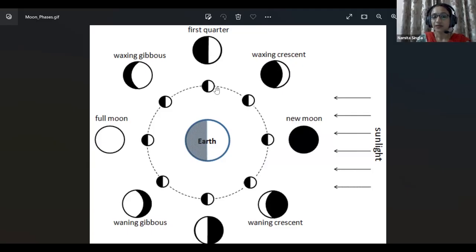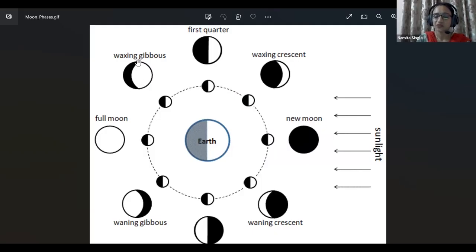Why first quarter? Because you see in a clock also, one fourth part of the circle is always called a quarter. So we have finished 1 quarter. We started from here. 1 quarter is finished. So that's why we call it the first quarter moon. After the half moon, there will come a waxing gibbous. Gibbous moon is this.